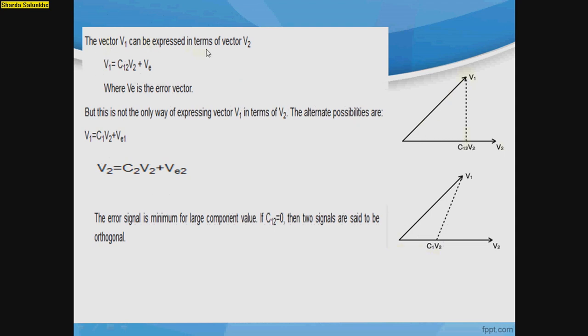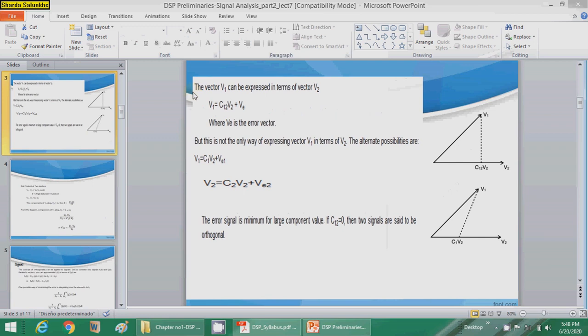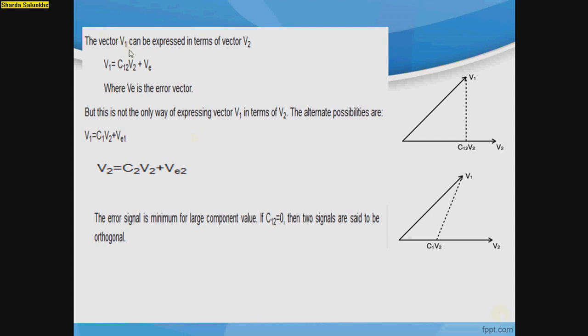So the vector V1 can be expressed in terms of V2. That is V1 is equal to C12 V2 plus Ve, where Ve is the error vector. But this is not the only way of expressing V1 in terms of V2. The alternate possibility is V1 is equal to C1 V2 plus Ve1.